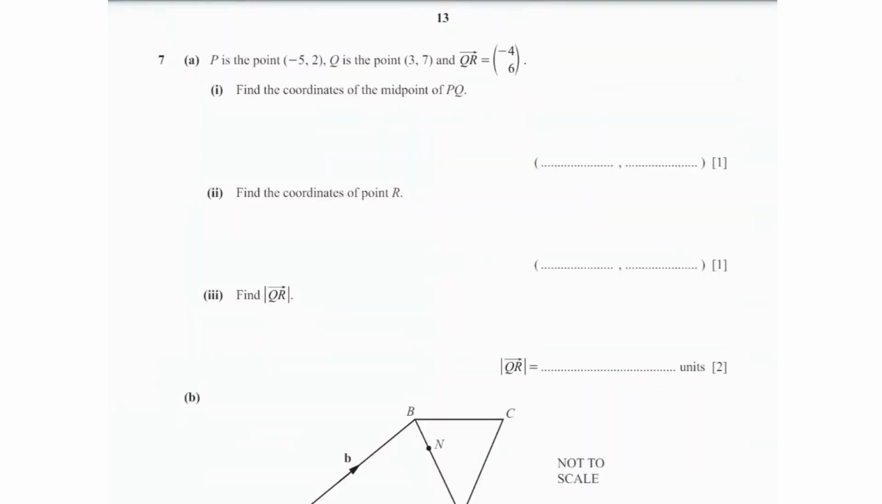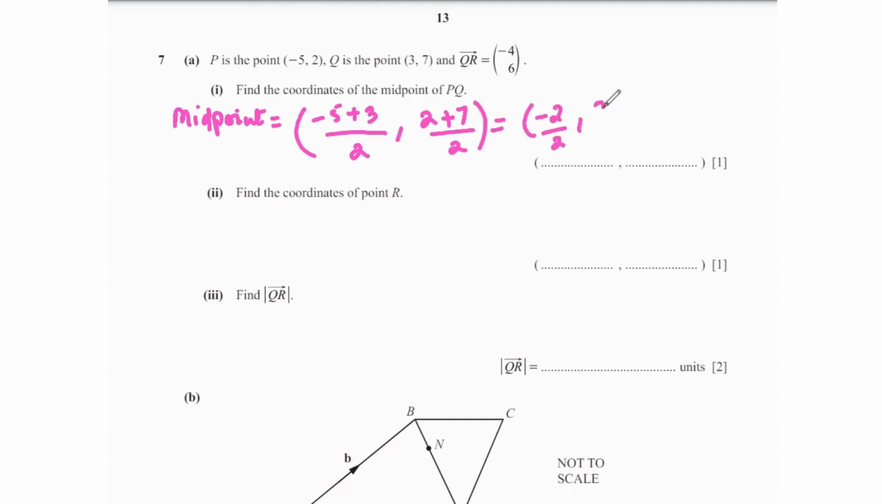14. Question 7 says P is the point negative 5, 2, Q is the point 3, 7, and QR is negative 4, 6. Find the coordinates of the midpoint of PQ. So midpoint will be x1 plus x2 over 2, comma y1 plus y2 over 2. x1 is negative 5, x2 is 3, y1 is 2, and y2 is 7, which is going to give us negative 2 over 2 and 9 over 2. Is negative 1 and 4.5.